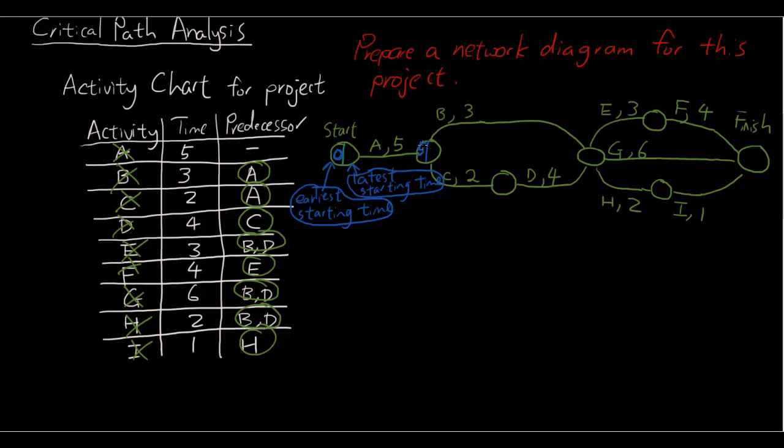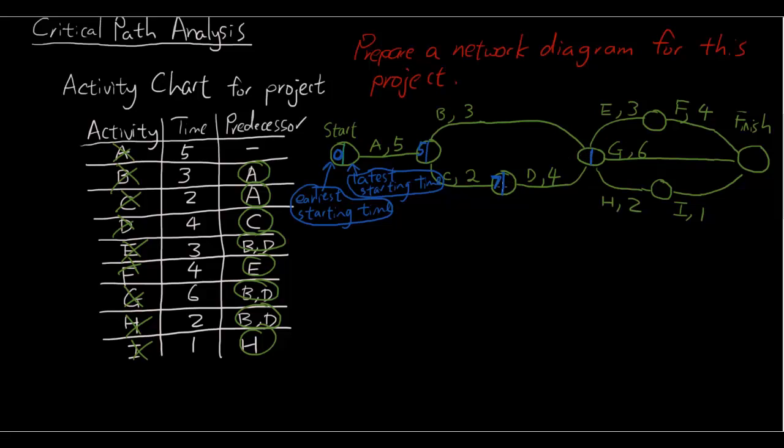So we're starting B and C on the 5th minute. 5 plus 2 is 7, so I'm going to get to this node here on the 7th minute. Okay, now let's have a look at this node. Now there's two options getting into this node. We can either get here via B, which is 5 plus 3, which is 8, or 7 plus 4 is 11.